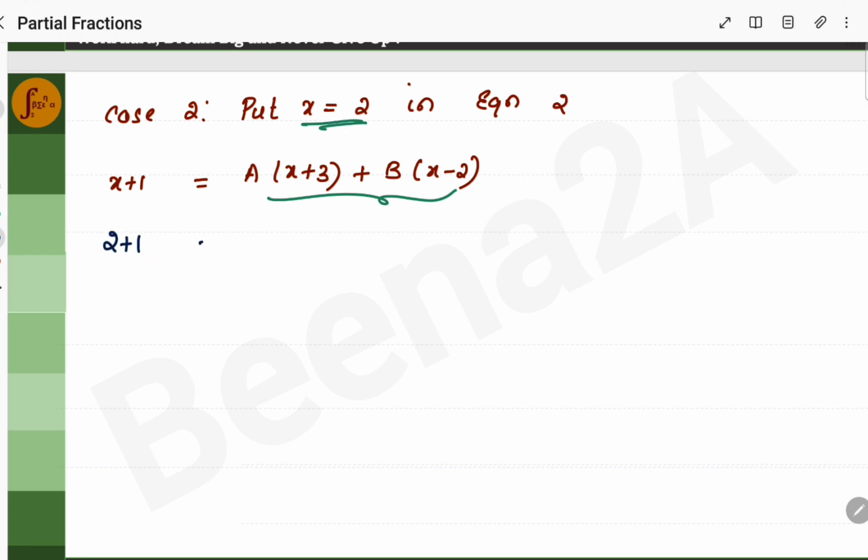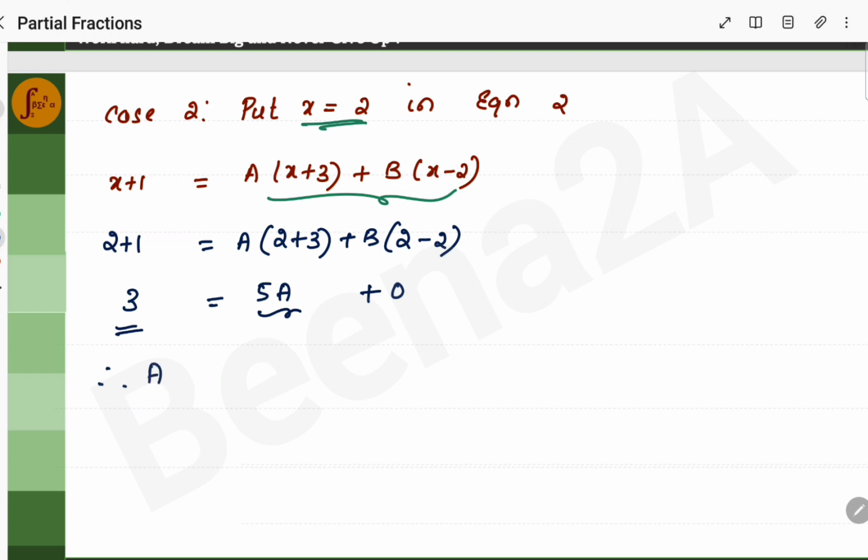So it will be 2 plus 1, a into, instead of x I'm putting 2, so it will be 2 plus 3, plus b into, instead of x I'm putting 2, so it will be 2 minus 2. So 2 minus 2 will be 0. 0 into b is 0, right? I'll get 0 here. And this will be 5a, and this will be 3. Now I know 5a is equal to 3. Therefore, a is what?